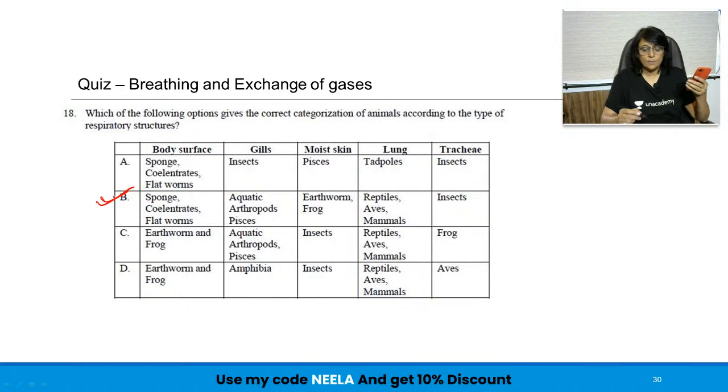This is the correct answer because for sponges, coelenterates and flatworms, the body surface or the cell membrane acts as the surface for exchange. In aquatic arthropods and fishes, obviously gills are the respiratory structure. In earthworm and frog, moist skin. In reptiles, birds and mammals, it is the lungs, and in insects, it is the tracheal system. So this B option is correct, which is telling you the correct group of animals with the correct respiratory structure.